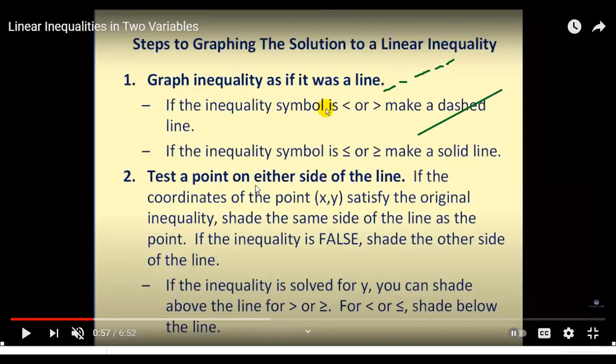Second, test a point on either side of the line. If the coordinates of the point x and y satisfy the original inequality, shade the same side of the line as the point. If the inequality is false, shade the other side of the line. If the inequality is solved for y, you can shade above the line for greater than or equal, or for less than or equal, we are going to shade below the line. So let me give you an example to explain how we can solve linear inequality.